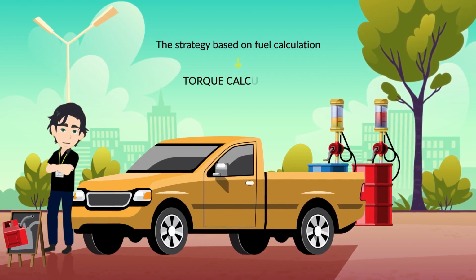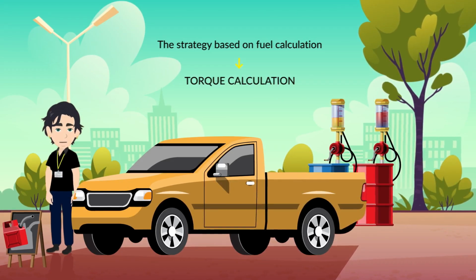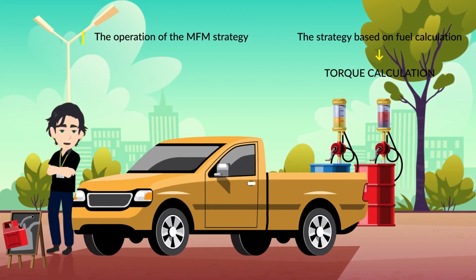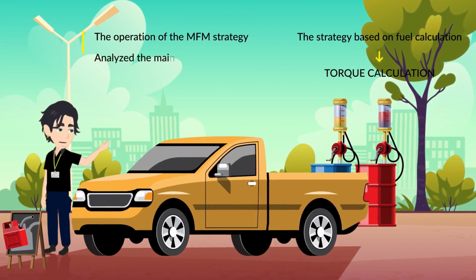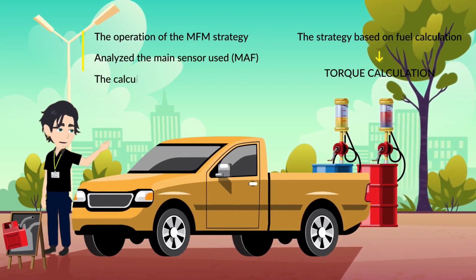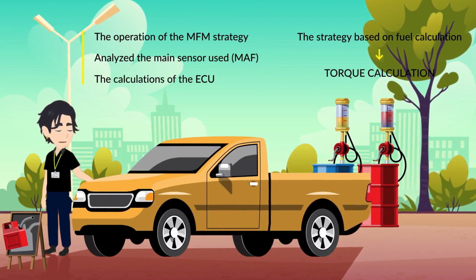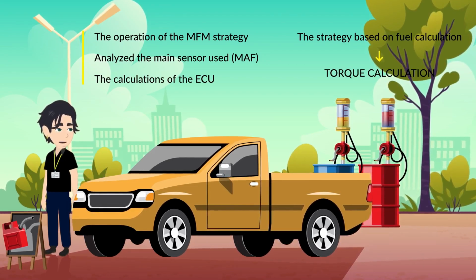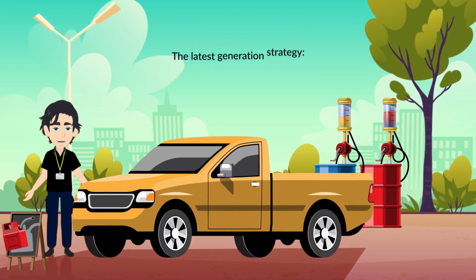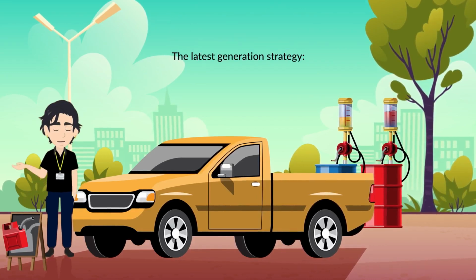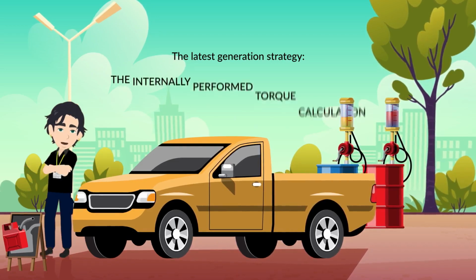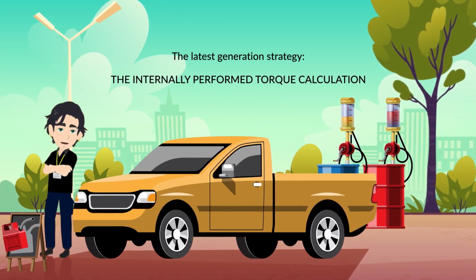In summary, in this video we have seen the operation of the MFM strategy in detail, analyzed the main sensor used, the MAF, and examined all the calculations that the ECU performs to always be able to work at maximum efficiency. In the next videos, we will analyze the latest generation strategy used by engine control unit manufacturers in detail, the internally performed torque calculation.